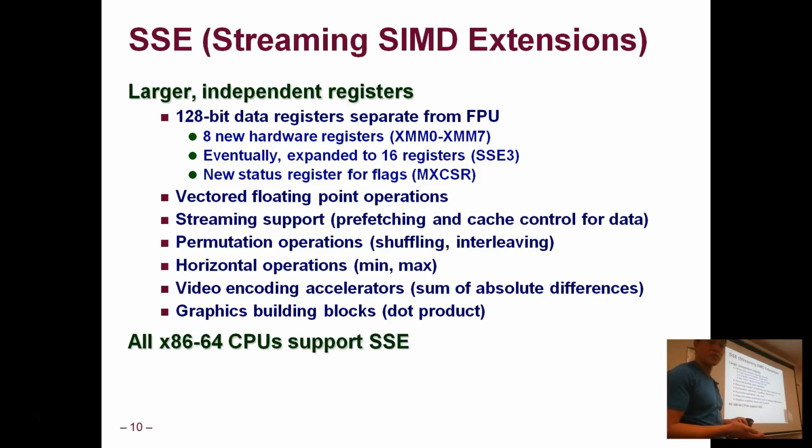The next iteration of this was SSE, and this is called Streaming SIMD Extensions. They increased the register size, and they finally went over to larger independent registers. So this is where you get this XMM0 register. So these are the new vectorized registers used for SIMD, XMM0 to XMM7. And there are 128 bits now. And they started out with 8, but eventually they doubled the number of XMM registers in SSE3 because they were being used so much.